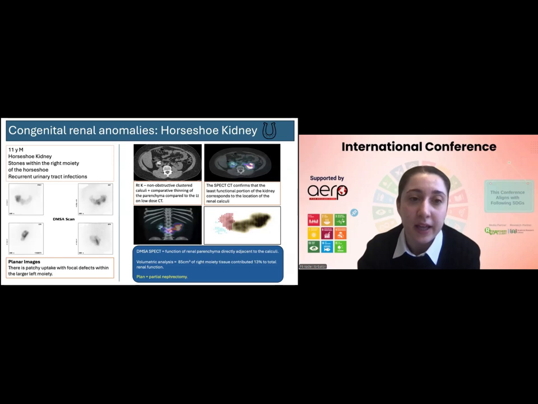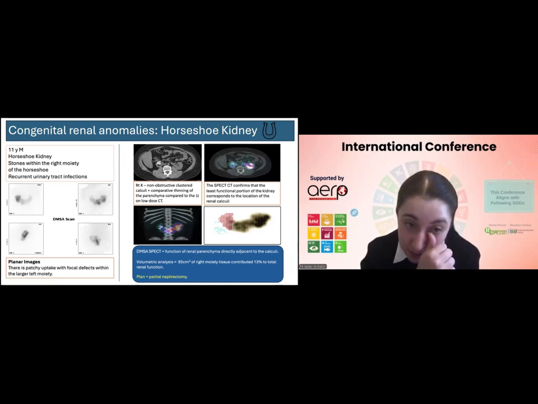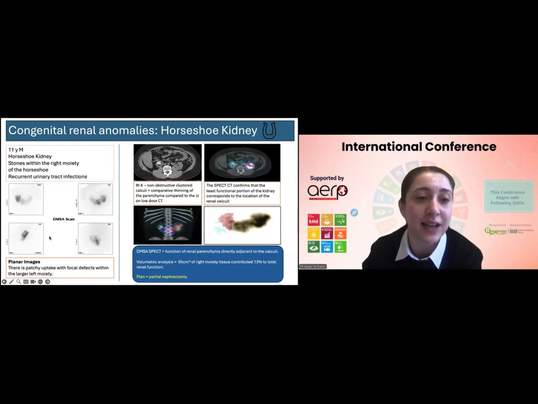Here I present a case of a horseshoe kidney. The images are from an 11-year-old male who had stones within the kidneys together with recurrent urinary tract infections. And again, we performed a DMSA scan to identify any loss of function as a result of these conditions, and it actually showed patchy uptake with focal defects within the larger left moiety.